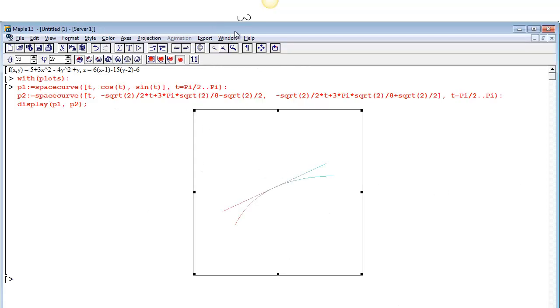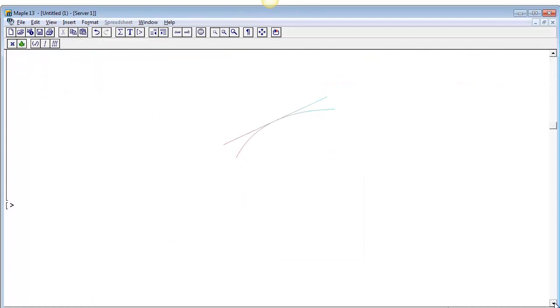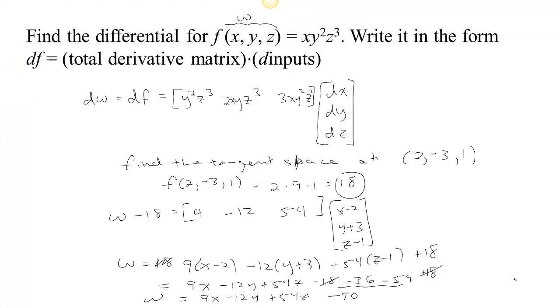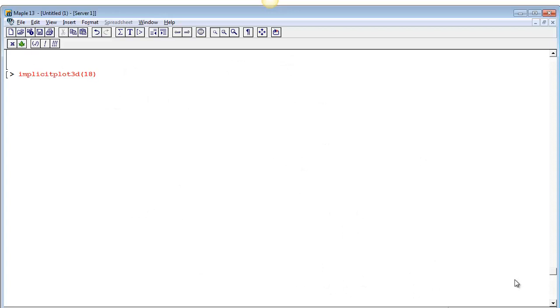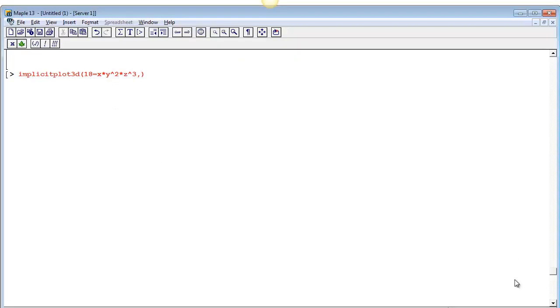In order to look at a level set, it's probably easiest for us to use implicit plot. So we'll do implicit plot 3D. For the nonlinear function, we're talking about the level set when w equals 18, and that's 18 equals x times y squared times z cubed. And we're looking around the region where x is 2, y is negative 3, and z is 1.